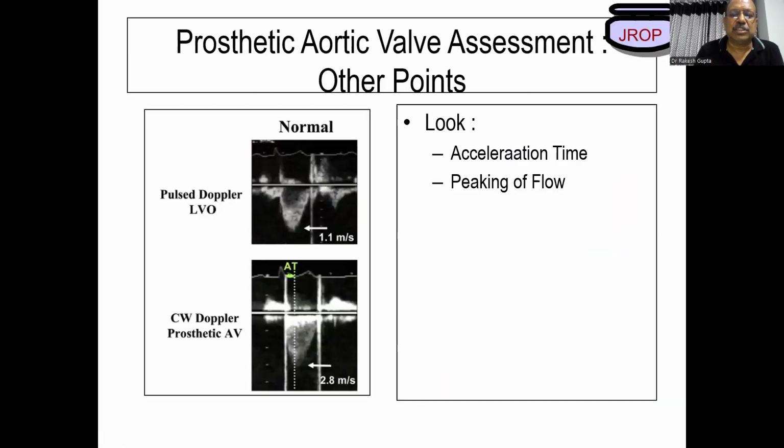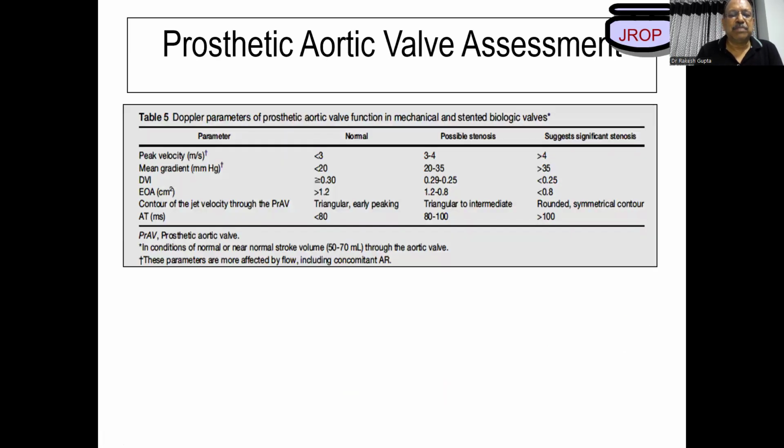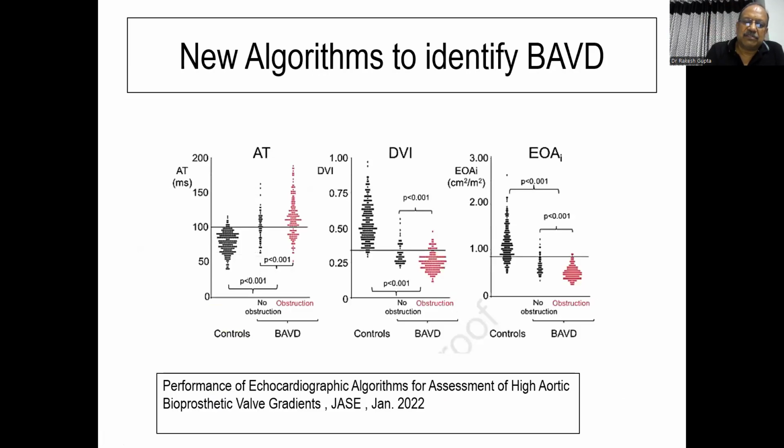For you, it's just a matter of looking at peak velocity, mean gradient, Doppler velocity index, effective orifice area. If you can calculate, it is okay. Otherwise, the first three parameters will give a fairly good idea whether the valve is normal or abnormal. But you need this table in your room of echocardiography.